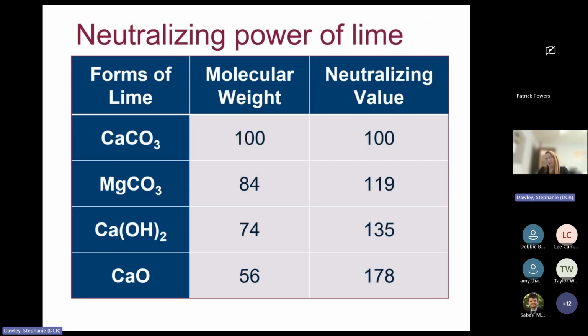And here's a really nice chart. The chart is good to remember, but the equation, not so much. You can see some of these are your more popular ones. You have your calcium carbonate 1:1, magnesium carbonate 84 molecular weight, neutralizing value of 119, so a little greater.